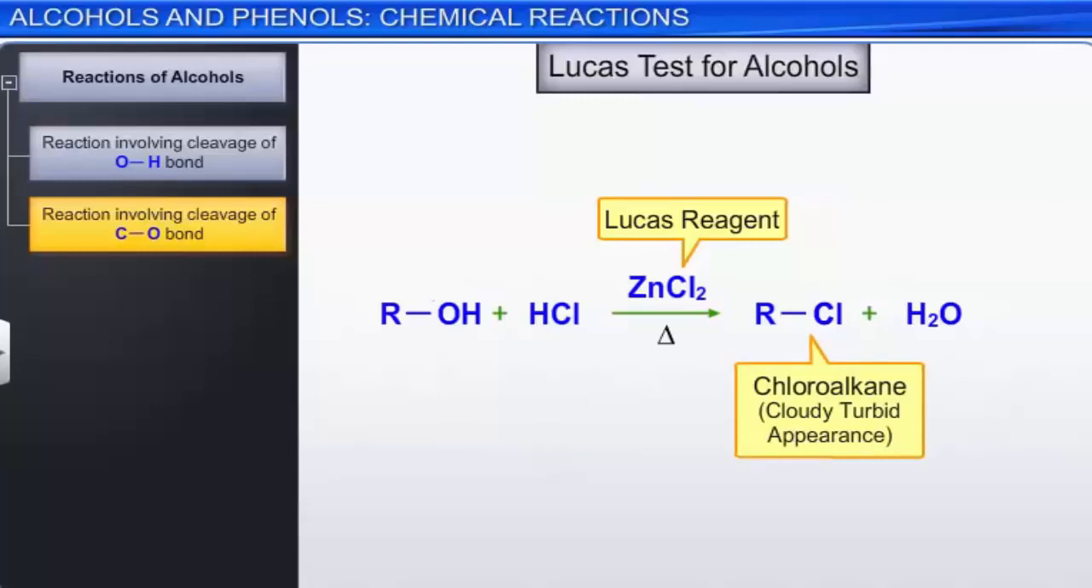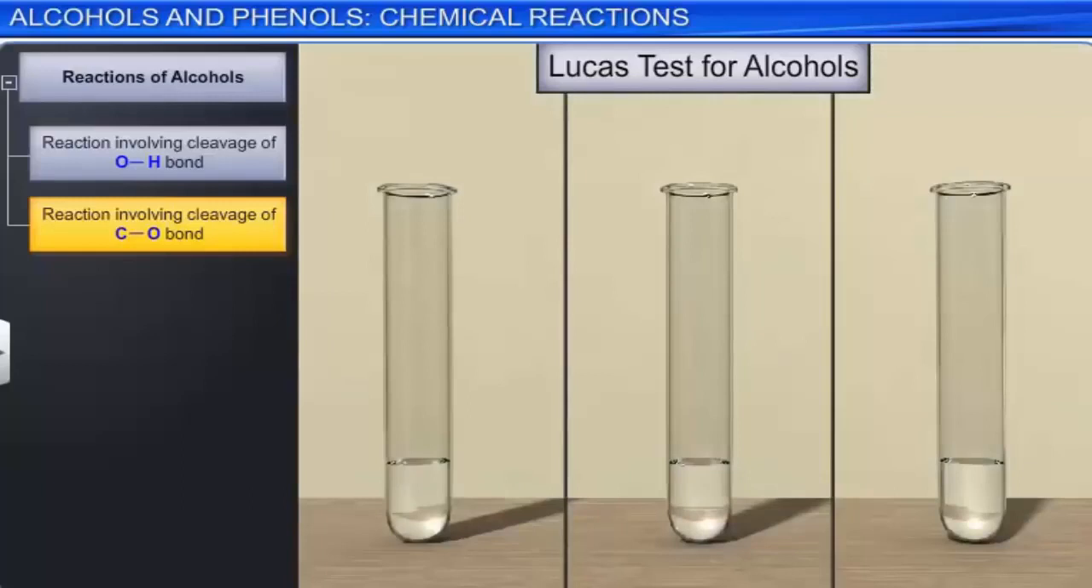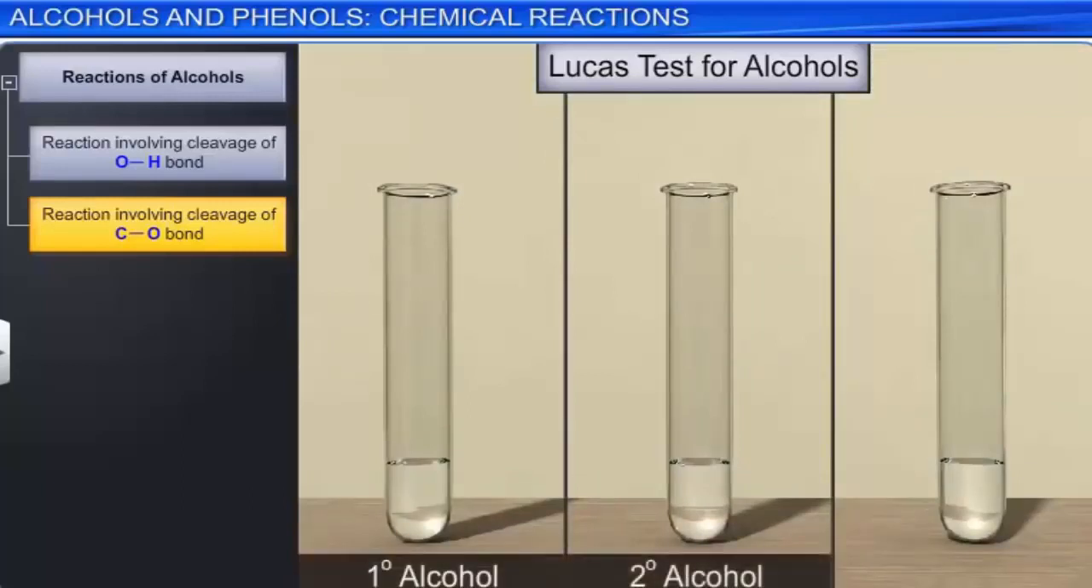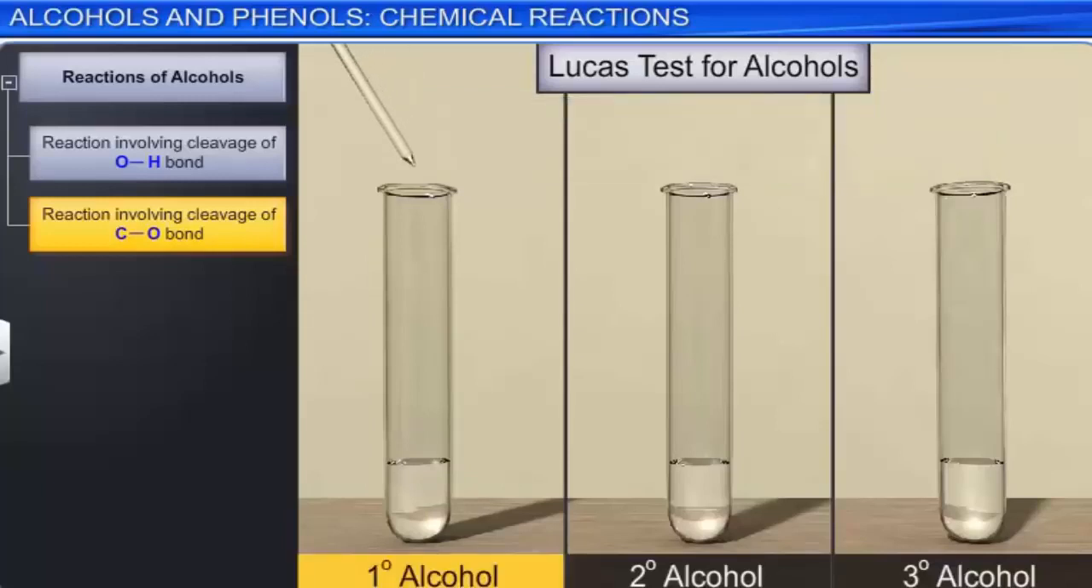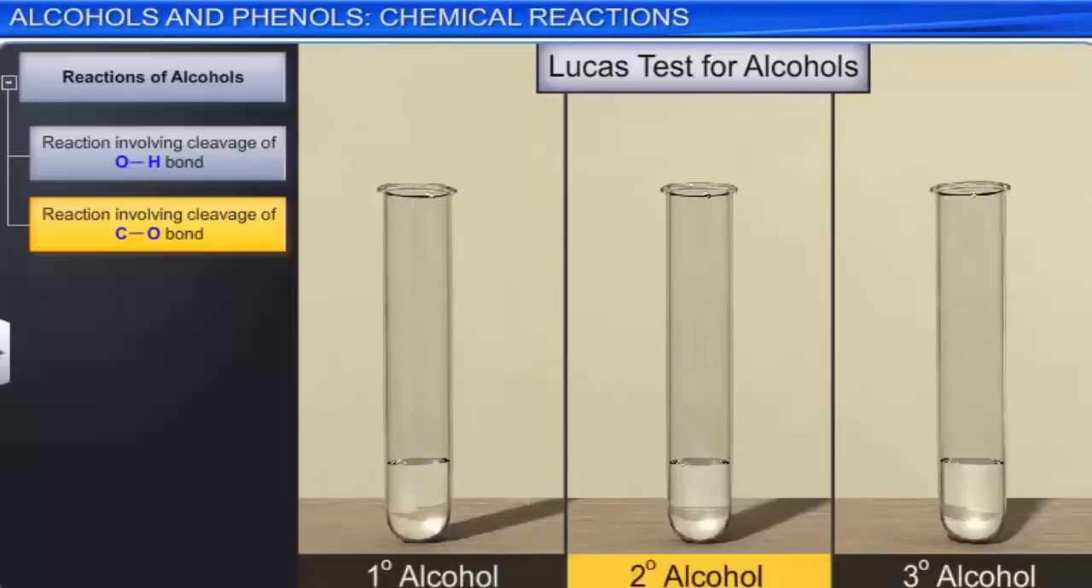The Lucas test is used to differentiate between primary, secondary, and tertiary alcohols. An alcohol, zinc chloride, and hydrochloric acid are combined at room temperature. A primary alcohol leads to no visible change in the mixture. A secondary alcohol will show cloudiness in about 3 to 5 minutes.